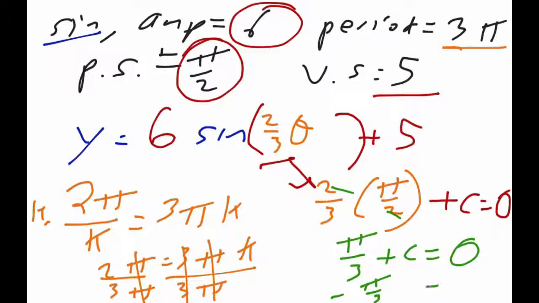Subtract pi over 3, and c equals -pi over 3. So minus pi over 3 goes on the inside. And we are finished with that second example, and that's what we did in class on Monday.